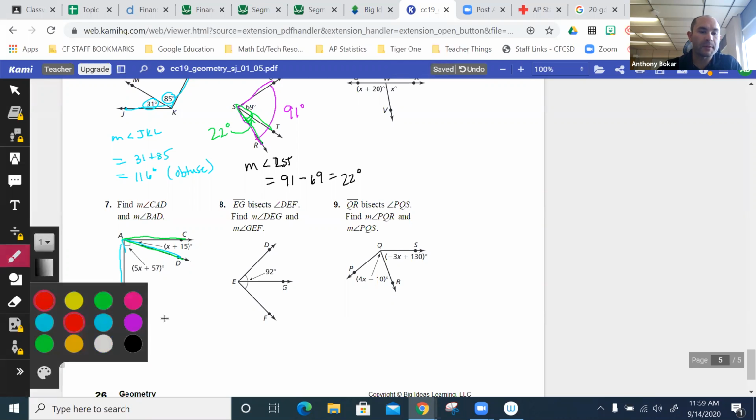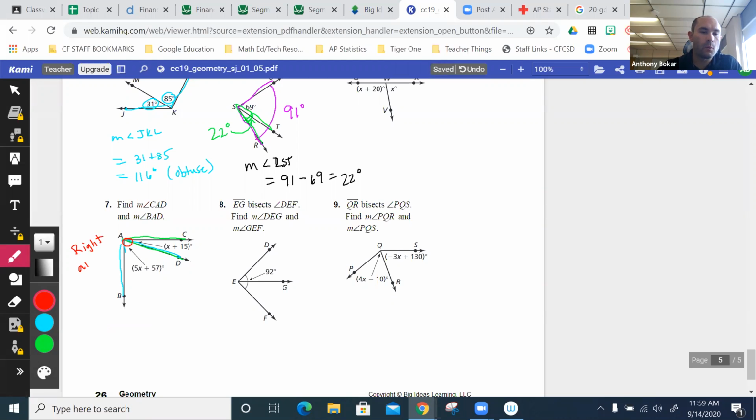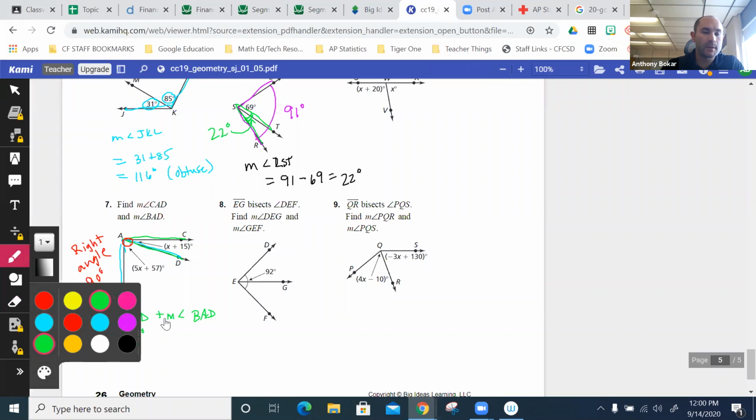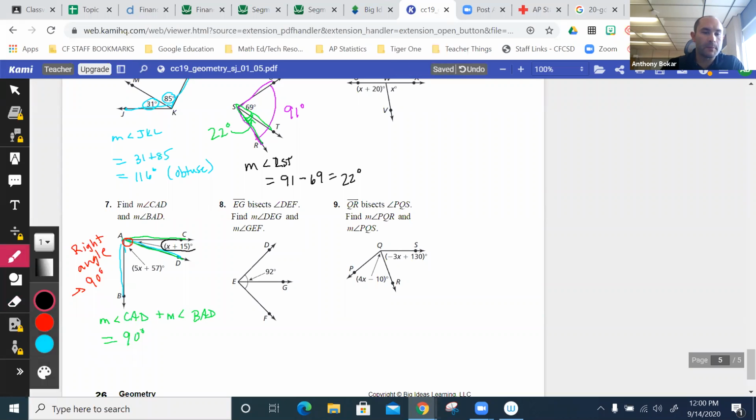So what is one thing you notice about this angle? This angle in total is a right angle. What do you know about right angles? They have a total of 90 degrees. And if you look at these 2 angles that we're looking for, the green and the blue, they add to the whole angle here. So that means the measure of angle CAD plus the measure of angle BAD has to total 90 degrees. According to our picture, this is the measure of one angle and this is the measure of the other one. So we're just going to add those together.